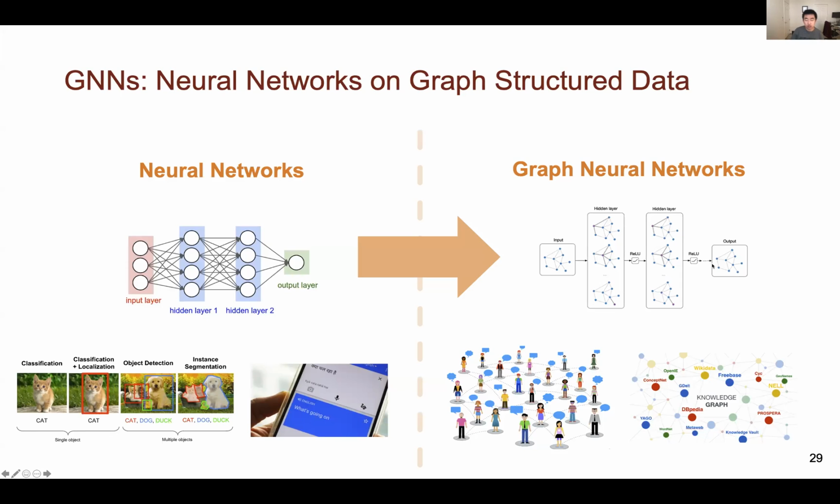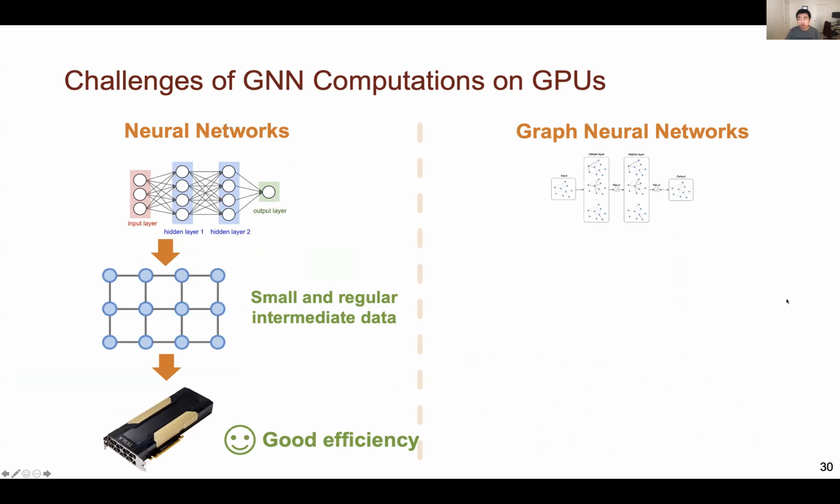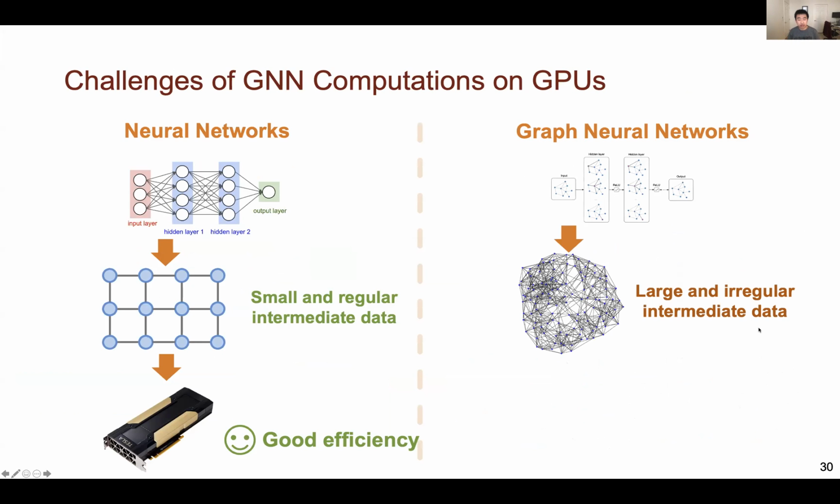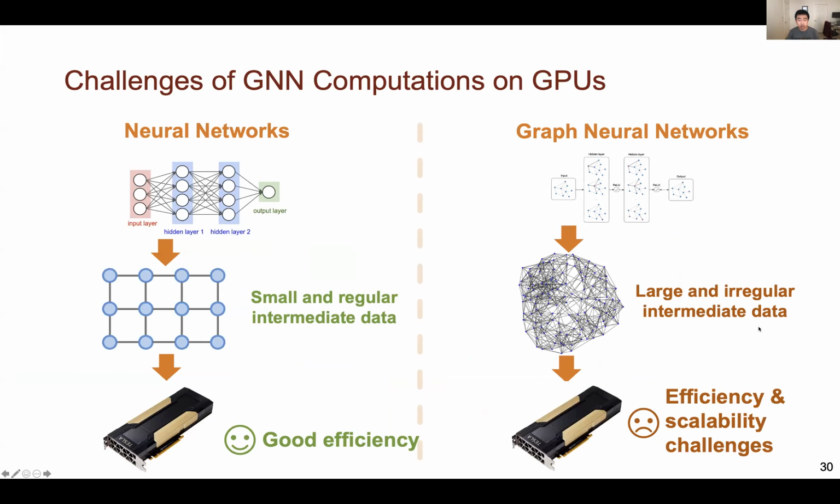Graph neural networks perform differently from conventional deep neural networks. Graph neural networks perform neural network computation on graph structure data, such as social networks and knowledge graphs. And graph neural networks also show very different challenges compared to deep neural networks. Unlike deep neural networks that have small and regular intermediate data and achieve very good efficiency, graph neural networks actually have very large and irregular intermediate data. And this results in both efficiency and scalability challenges if you would like to run GNN computation on GPU devices.